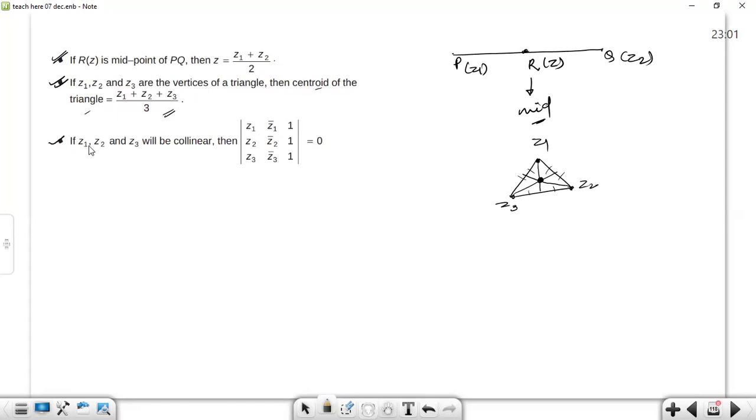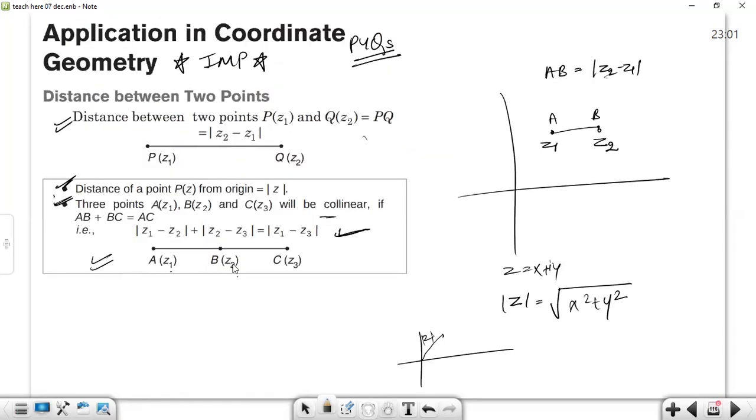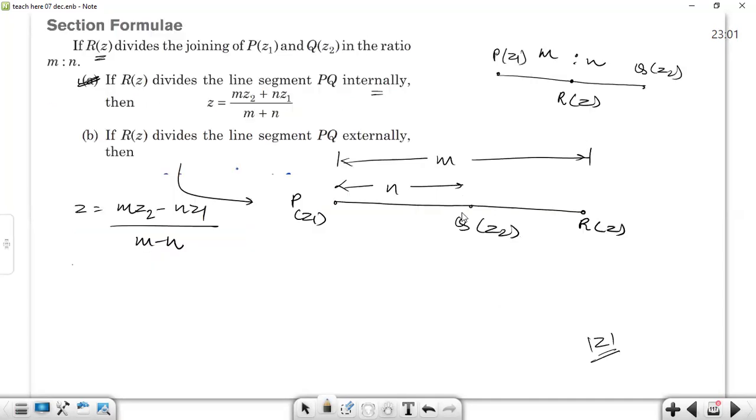Now let's come to the next point. If Z1, Z2, Z3 are collinear, then using this determinant, we can find any condition or any variable which is left. Otherwise, as we have discussed earlier, we know the particular order: Z1 is this, Z2 is this, Z3 is this. So we can find the lengths between Z1 and Z2, Z2 and Z3, and Z1 and Z3, and then use this particular condition to check whether they are collinear or not. Clear? Any doubts, anyone?